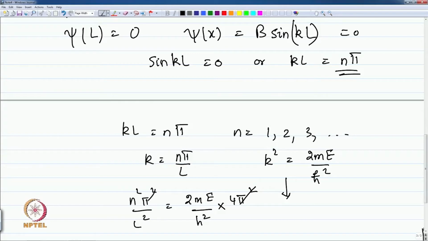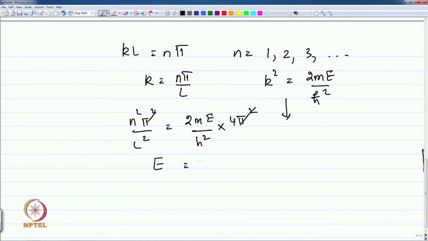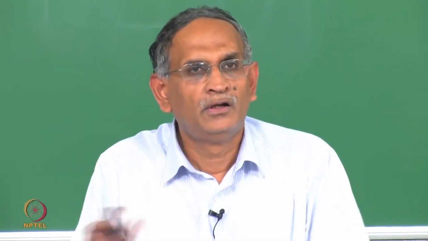Cancel things off and you immediately get the solution, namely E is equal to h squared n squared by 8mL squared. And what is the solution for the wave function? Psi of x is b sin kx, which is b sin n pi x by L, because k is n pi by L. So, this is the simplest solution, but two important results.